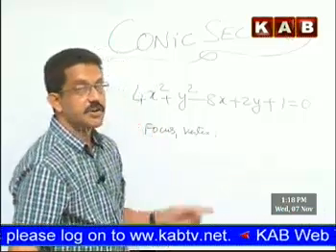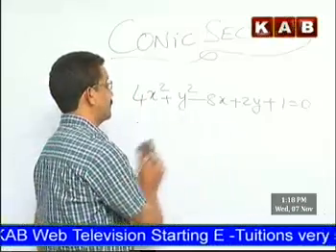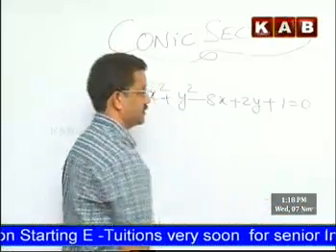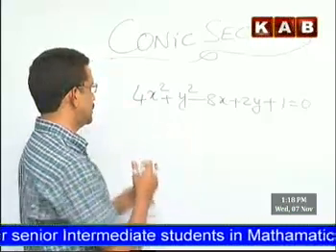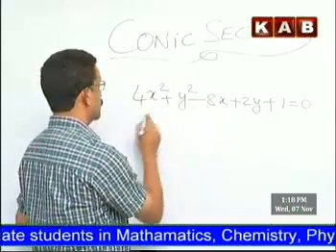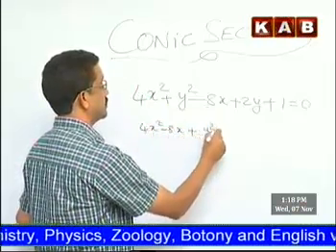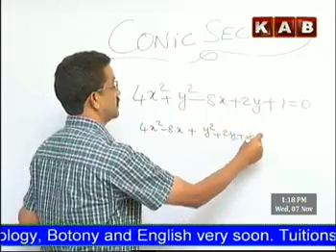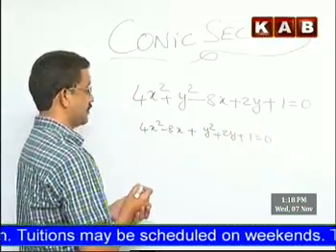This equation is not in the standard form. First thing is you have to put it in the standard form. Then only we can do it. How do we do that? Let us see. I am taking these two: 4x square minus 8x plus y square plus 2y plus 1 is equal to 0. Please look at this carefully.